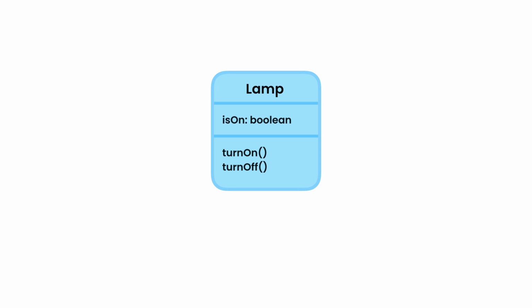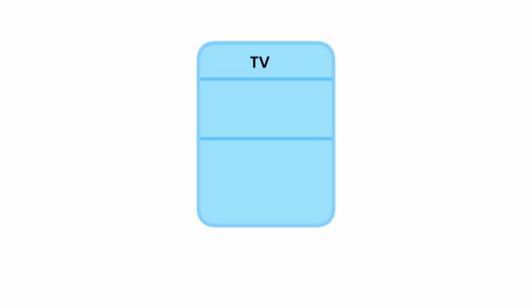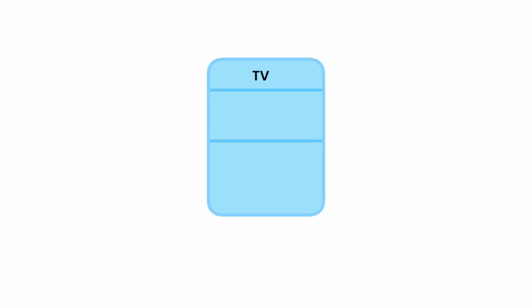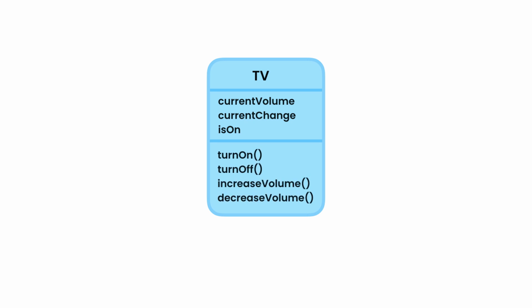Now, here's a question for you. What states and behaviors does a TV object have? Pause the video and think about it for a second. Here's the answer. A TV object can have states like the current volume, the current channel, whether it's turned on or off, and behaviors like turn on, turn off, increase volume, decrease volume, and so on.